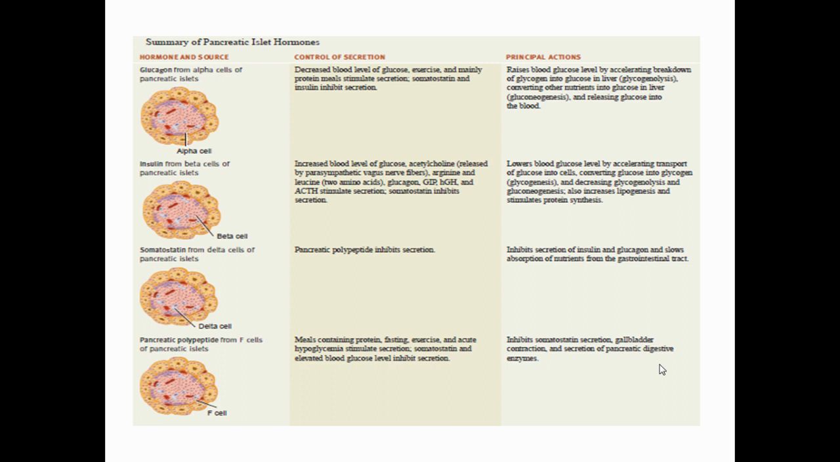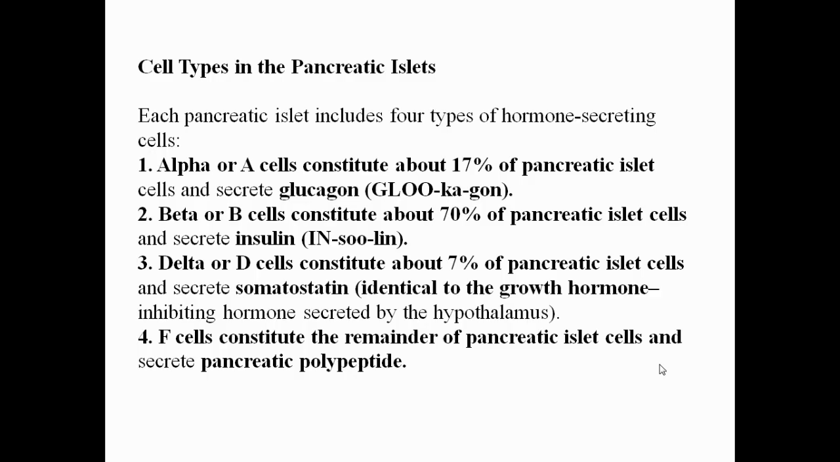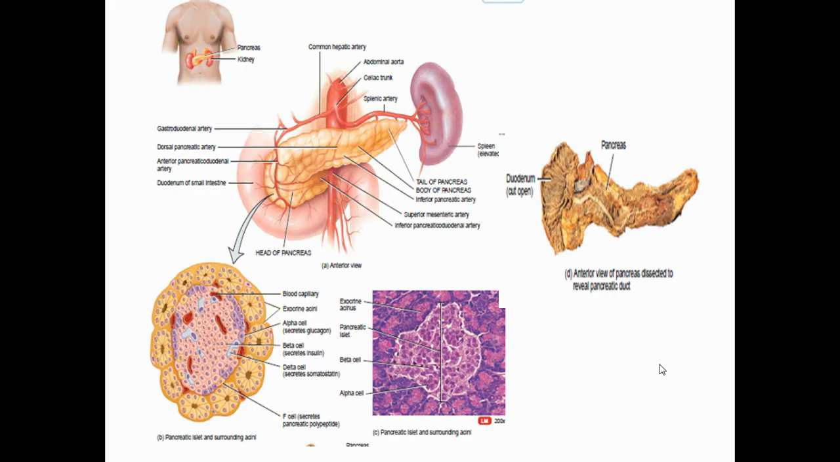So what is the role of exocrine cells? We will come back to this, the role of the exocrine cells. As you all know, these are the exocrine cells called the acinar cells. What do they secrete? They secrete pancreatic juice.